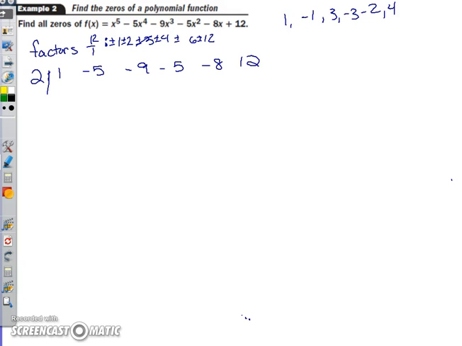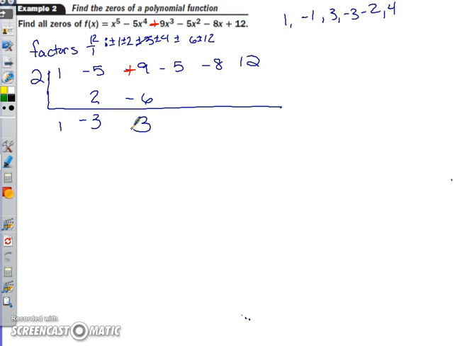what the book did wrong is this 9 should be positive. So let's all make this 9 positive. And if this 9 is positive, here's hoping the 2 actually works. So let's bring down the 1. 2 times 1 is 2. This gives you a -3. 2 times -3 is -6. This gives you a +3.